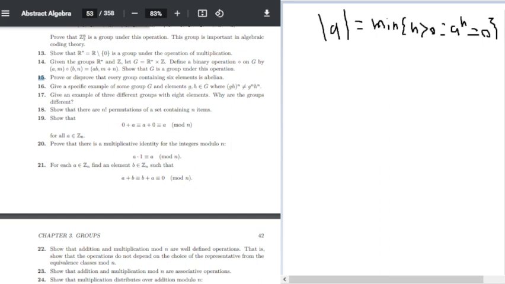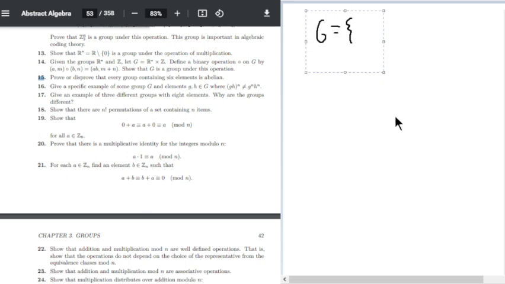Oh, actually, no. So, okay, let's think. First of all, if g is going to be equal to... I'm trying to be clever about it, but I can't. And at this point, I might as well just write them all out. Containing six elements is abelian.